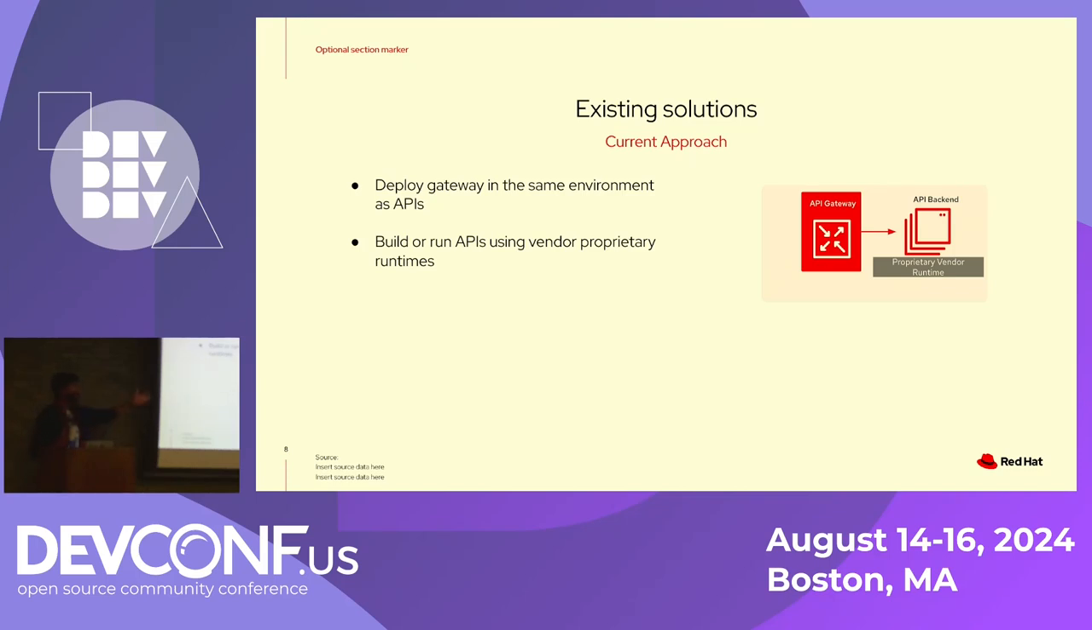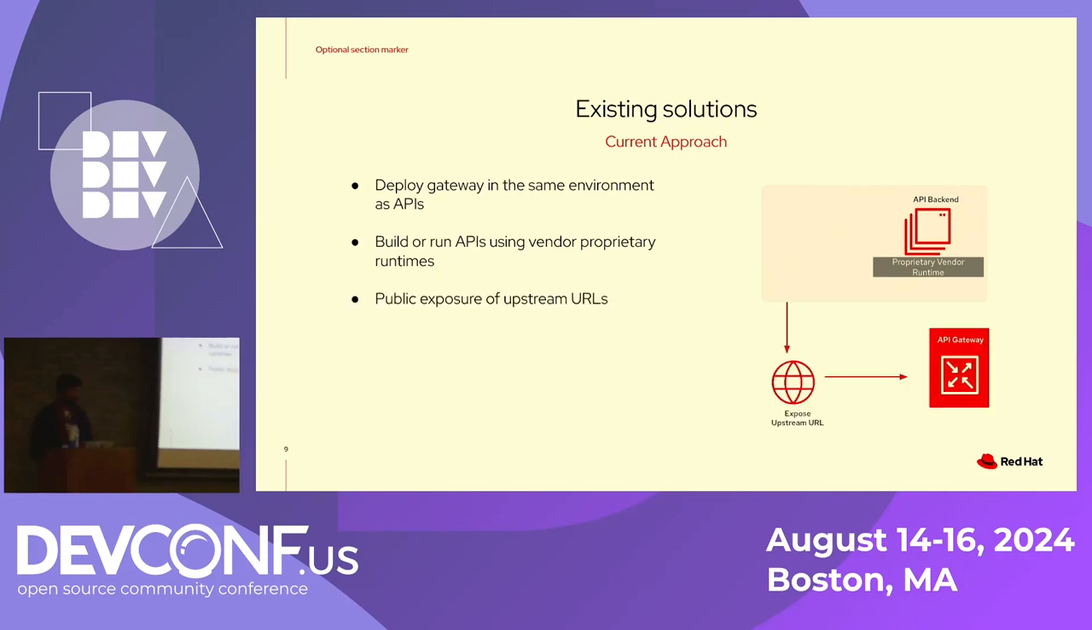But again, you are locked into their whole ecosystem, and the cloud doesn't really give the flexibility to deploy outside those cloud environments. Another option would be public exposure of upstream URLs. This is the most dangerous and the most unsecure option.